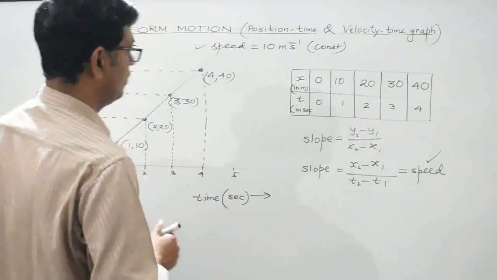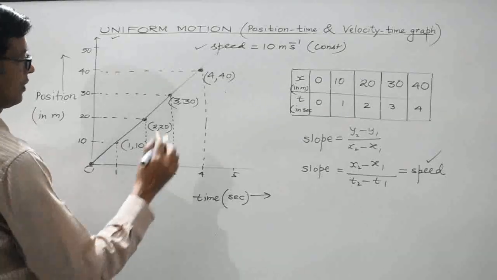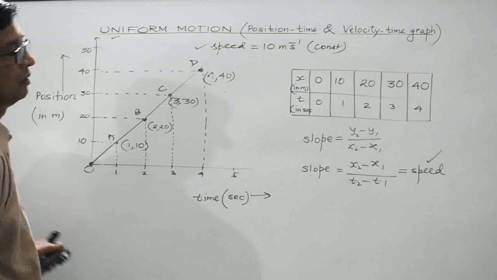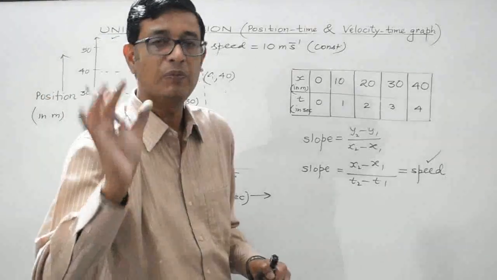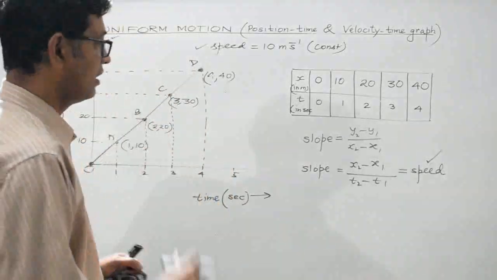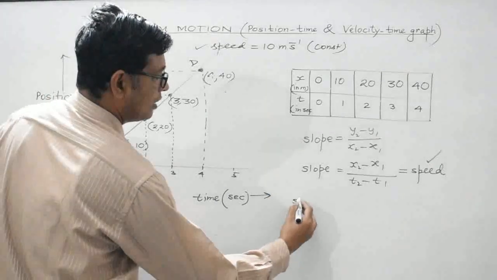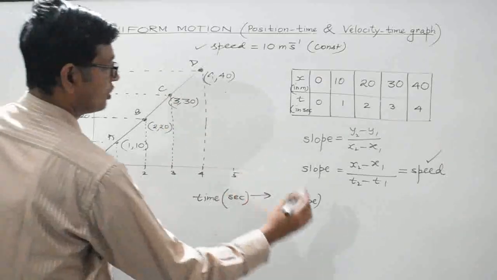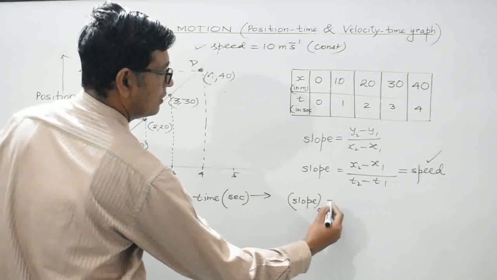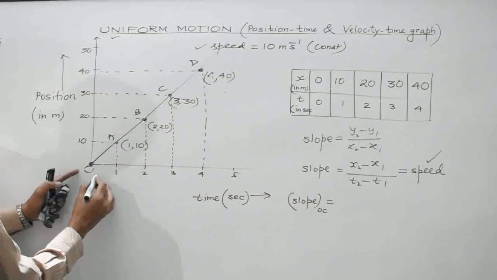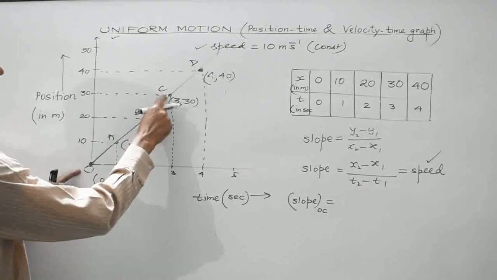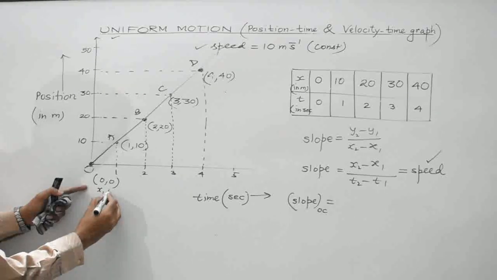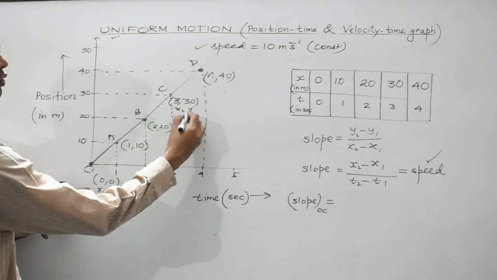Let's check it out, right? Suppose this is point O, A, B, C, D. I'll try to convince my point. I'll try to prove it mathematically. So let's find out the slope between the points OC. O is the initial point having coordinate 0, 0. C is the final point having coordinate 3 and 30. This is x1, y1. This will be x2, y2.